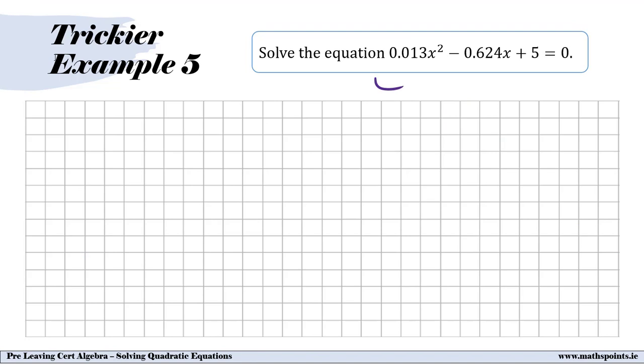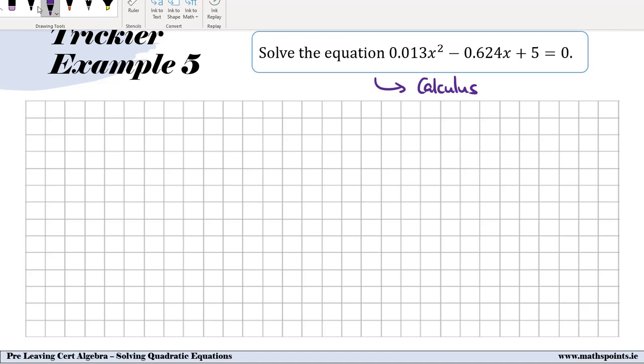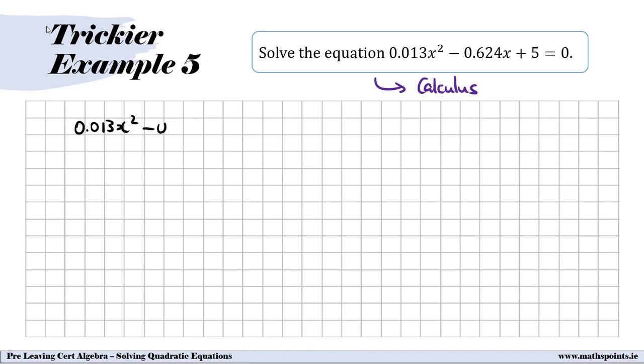So example 5 is taken from another calculus question. This one is on a topic called integration. It's only difficult in terms of the use of decimals, so there would be no point in trying the factorization of this. So we have 0.013 x squared as our x squared term, we have minus 0.624x as our x term, and then we have plus 5 as our term independent of x. And to try factorizing on this is going to be quite difficult.